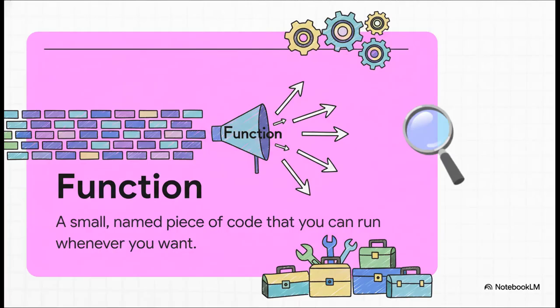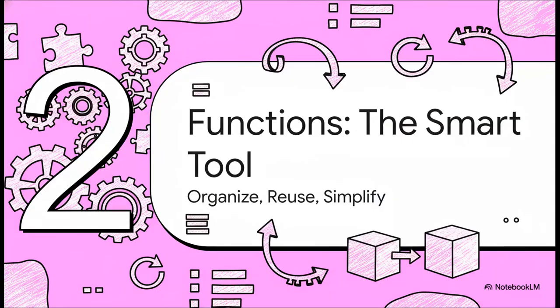So how do we fix this? The answer is the function. The best way to think of a function is like a named, reusable recipe. You write the instructions just once, you give it a cool name, like, say, make_pancakes, and then anytime you want pancakes, you just call that recipe. You don't have to write out all the steps every single time. And that's why functions are our smart tool.